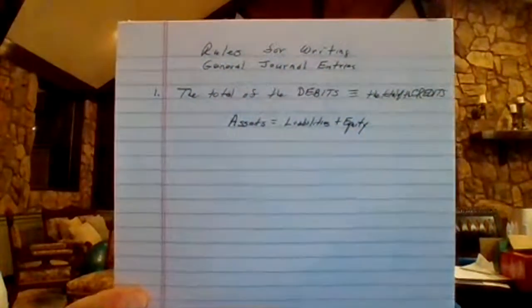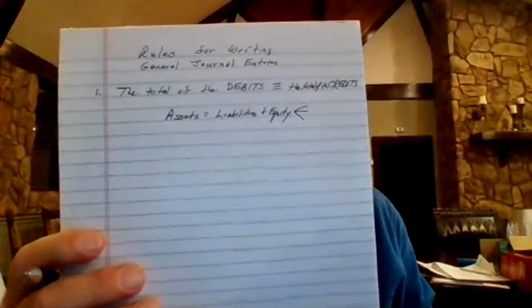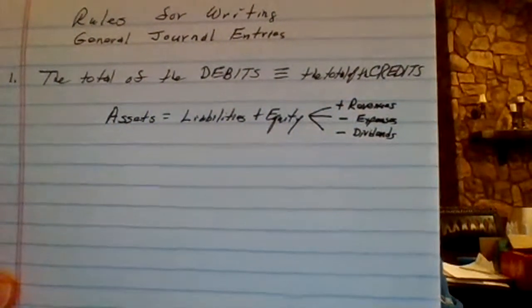Assets equal liabilities plus equity. Okay. Now I'm going to put a little spin on this accounting equation. I'm going to put a 3-prong fork or whatever you want to call it over here. And equities are going to be increased by revenue accounts because they make the company bigger, are decreased by expenses and decreased by dividends.